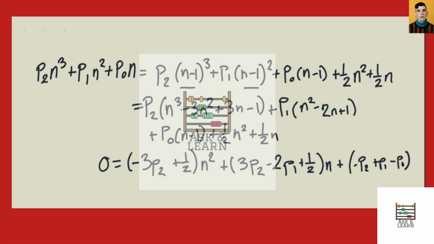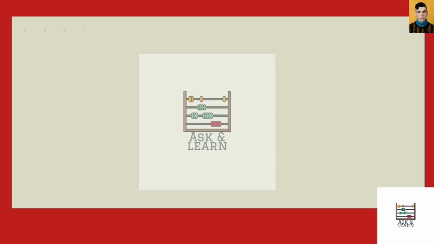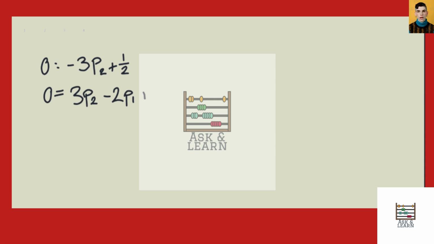Okay, and so now our coefficients have to be equal to 0 in order for this to be equal to 0. And so we just have a set of linear equations to solve. So we get 0 is equal to negative 3 times p2 plus 1/2. 0 is equal to 3 times p2 minus 2 times p1 plus 1/2. And 0 is equal to negative p2 plus p1 minus p0.